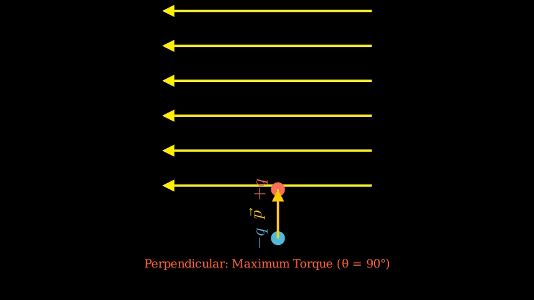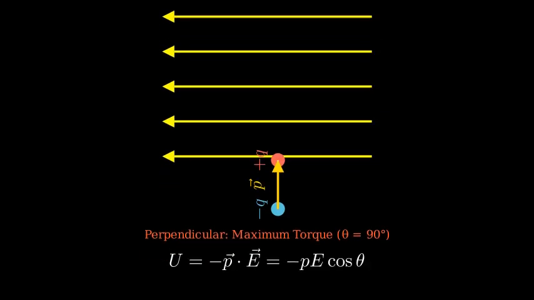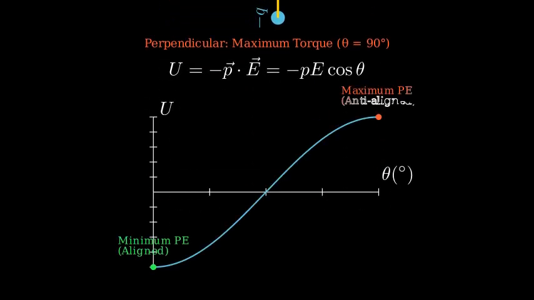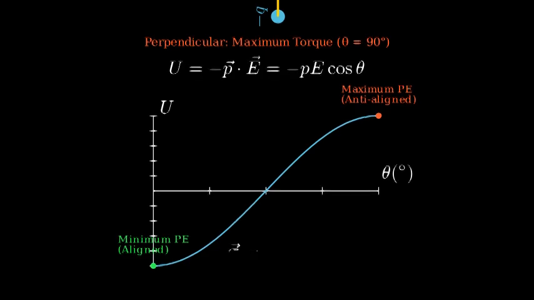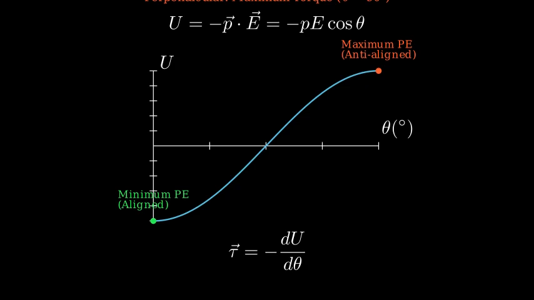The torque on the dipole is related to the change in potential energy of the dipole field system. The potential energy of a dipole in an electric field is given by the negative dot product of the dipole moment and the electric field. When the dipole is aligned with the field, the potential energy is at its minimum. When the dipole is anti-aligned with the field, the potential energy is at its maximum. The torque is related to the potential energy through the derivative of the potential energy with respect to the angle.